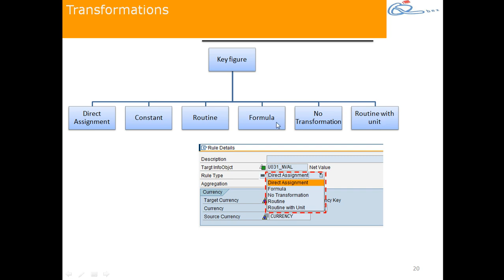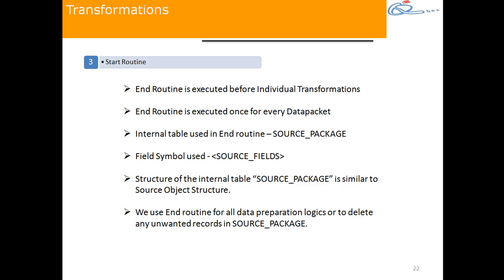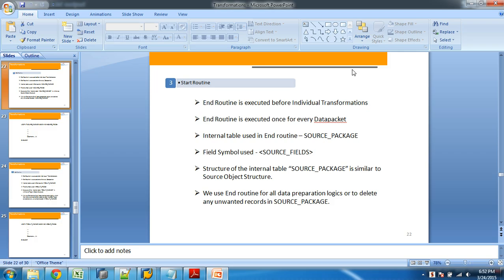You understand the difference, right? If I say routine, you are only going to derive the value for the key figure. If you say routine with unit, you are going to derive the value for the key figure as well as the unit characteristic associated with the routine. This is fine. So did you understand this, boss?